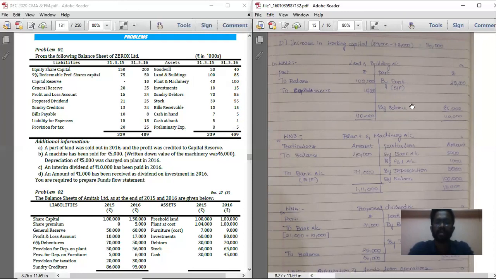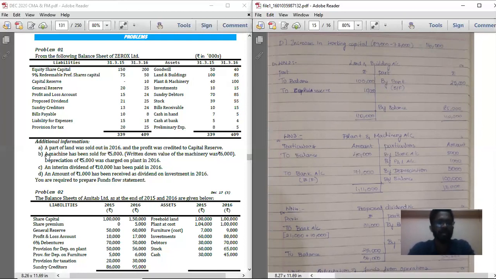So calculate by balance brought down. On the credit side, leave 3 lines gap and record by balance carried down. In the amount column record 85,000. So that is the opening balance and the closing balance.